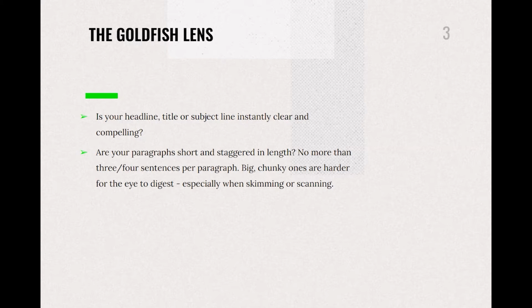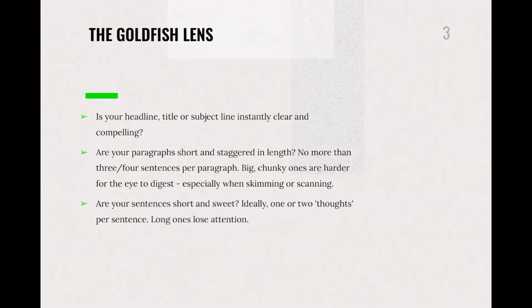So if the eye, especially the eye of someone like me with ADD, sees a big chunky paragraph, I won't even give it the time of day. I won't even attempt to read it because all the different words and sentences are pulling me in different directions. It's hard on the eye, and if anything is hard on the eye, you're just not going to bother.